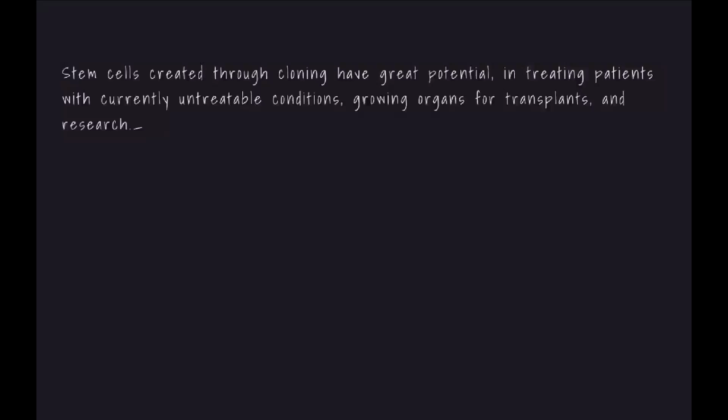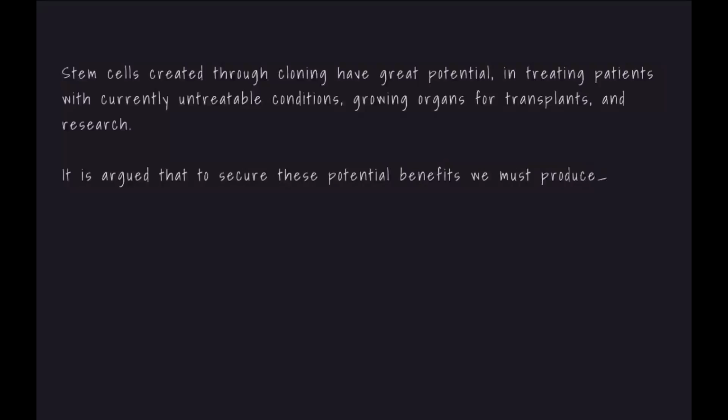Moreover, at an early stage, the cells of the clone have the potential to become a whole organism, or a heart, liver, or some other organ. Organs grown from these stem cells could be used as transplants for the original nucleus donor with a very low chance of rejection. It is argued that to secure these potential benefits, we must produce clones, conduct research on them, and harvest stem cells from them, then destroy the embryos.